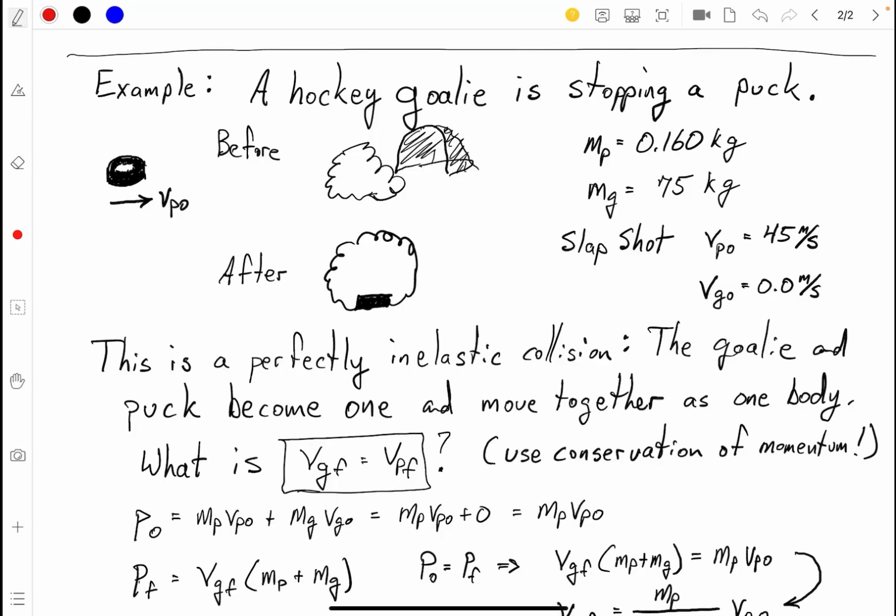The mass of the puck, this is a regulation size puck right here. This is a regulation size goalie. I'm just kidding. I don't know. They don't want to be as heavy as me, but they don't want to be too light either. And a slap shot can get to be as high as 45 meters per second. So that's pretty fast, about 100 miles an hour. And that's going to come zipping in.